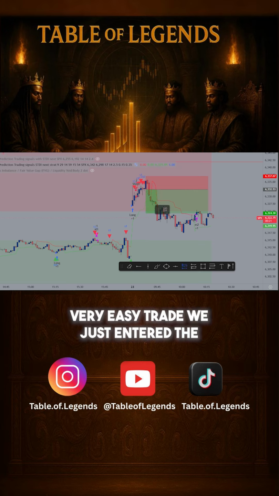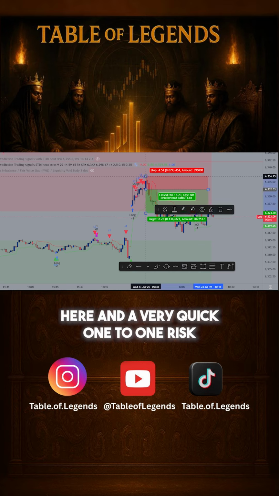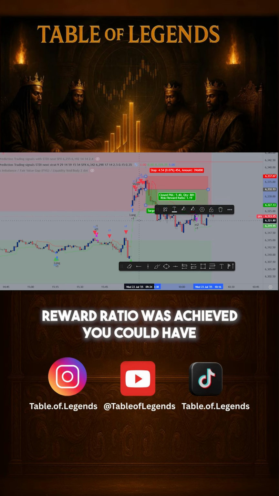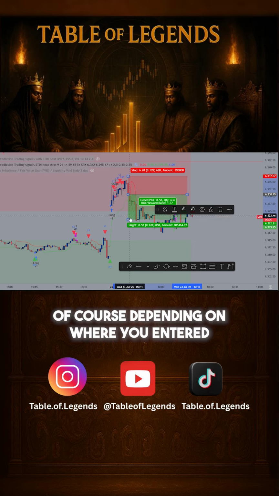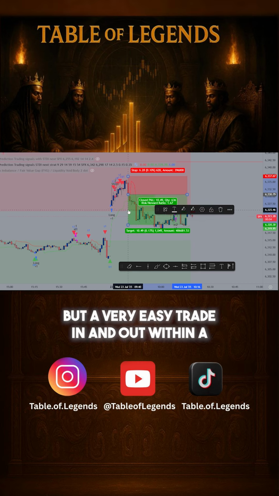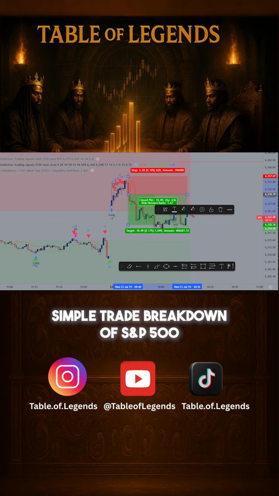So very easy trade. We just entered the trade on the sell, stop loss above here, and a very quick 1-to-1 risk to reward ratio was achieved. You could have also got a 1-to-2 risk to reward ratio, of course, depending on where you entered, but a very easy trade in and out within a few minutes. And that is a very quick and simple trade breakdown of S&P 500.